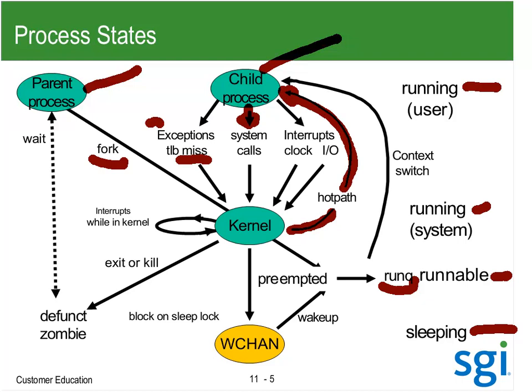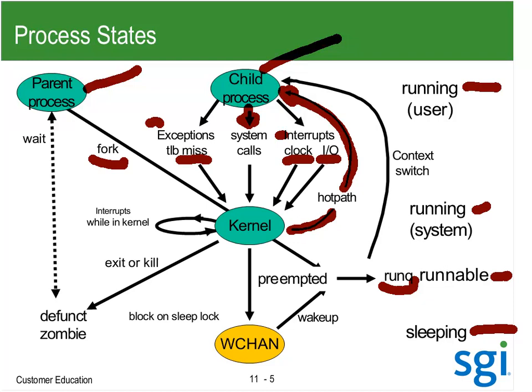Third thing that happens then, we get interrupts. A clock interrupt is going to come along. That is an involuntary context switch. So if I take a clock interrupt and lose the CPU because the kernel says somebody else gets it, that's an involuntary context switch. Also, I could have I/O interrupts coming in.